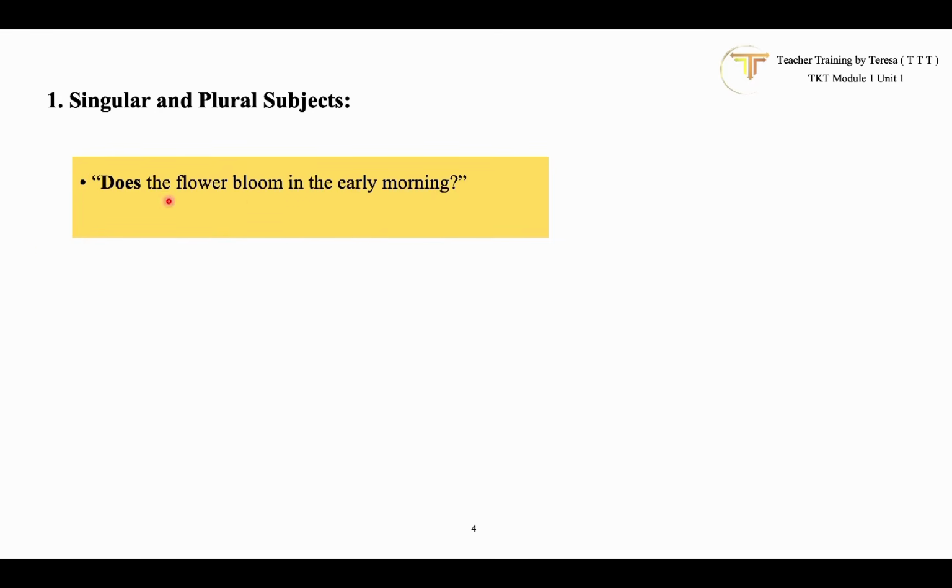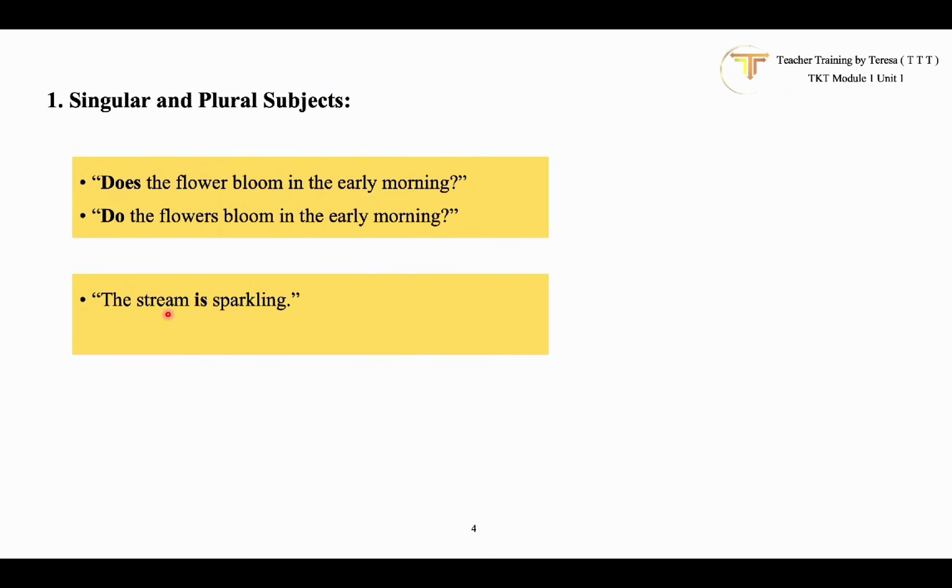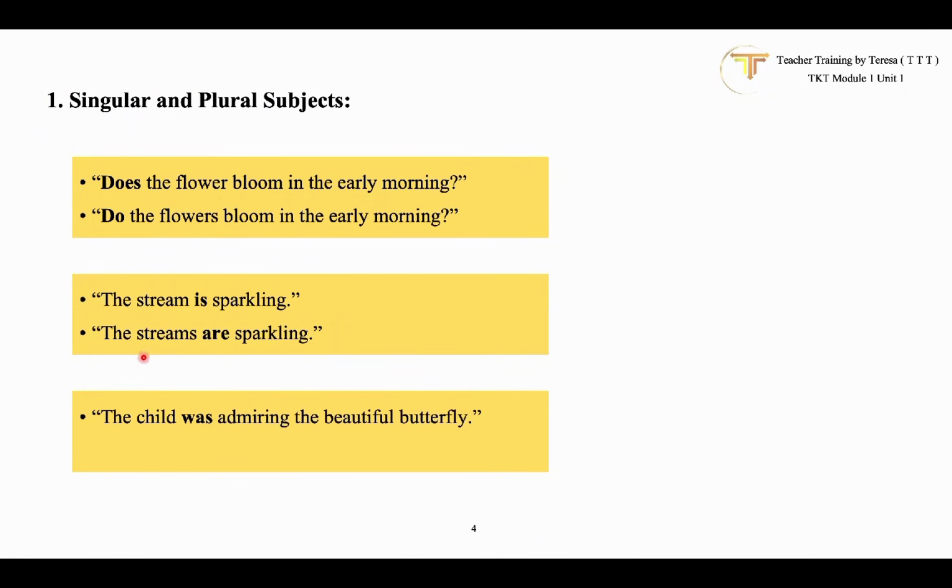Does the flower bloom in the early morning? Do the flowers bloom in the early morning? The stream is sparkling. The streams are sparkling. The child was admiring the beautiful butterfly. The children were admiring the beautiful butterfly.